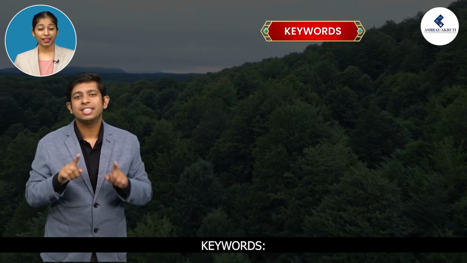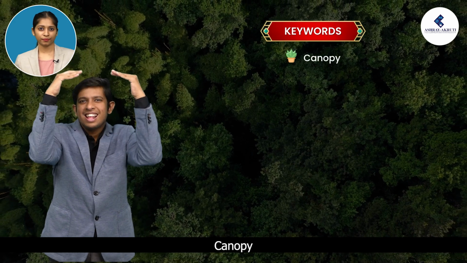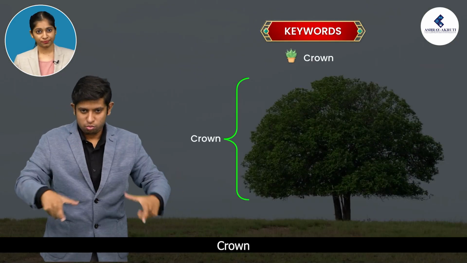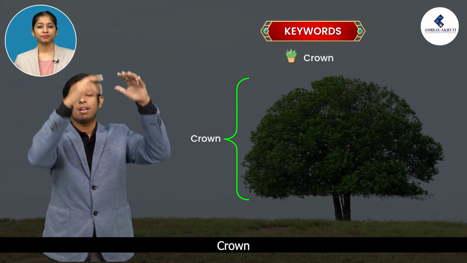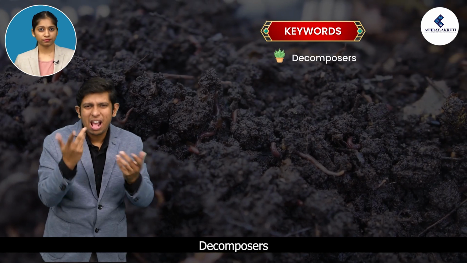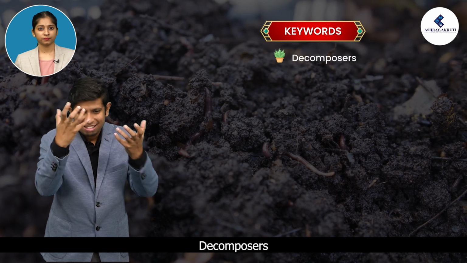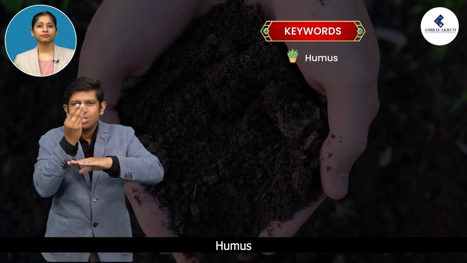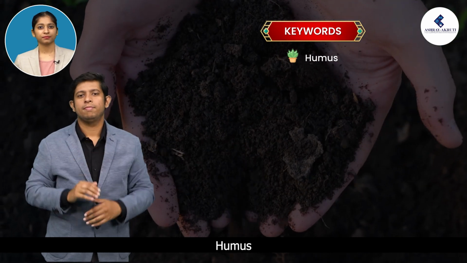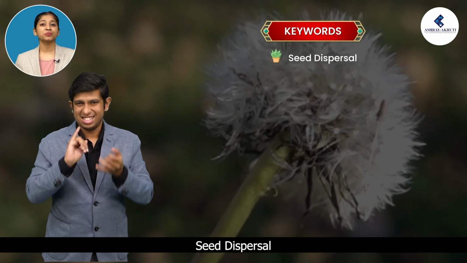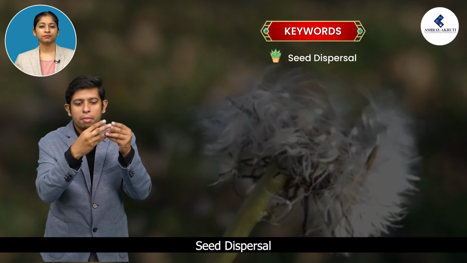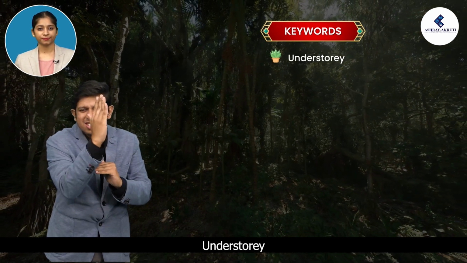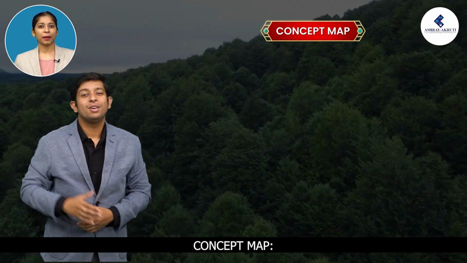Keywords: canopy, crown, decomposers, humus, regeneration, seed dispersal, understory. Concept map.